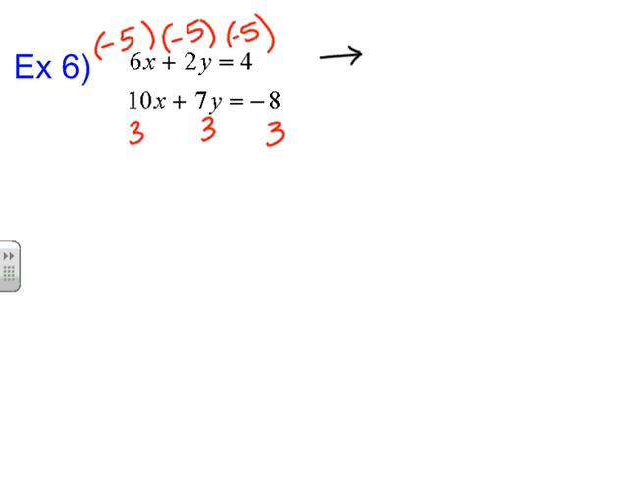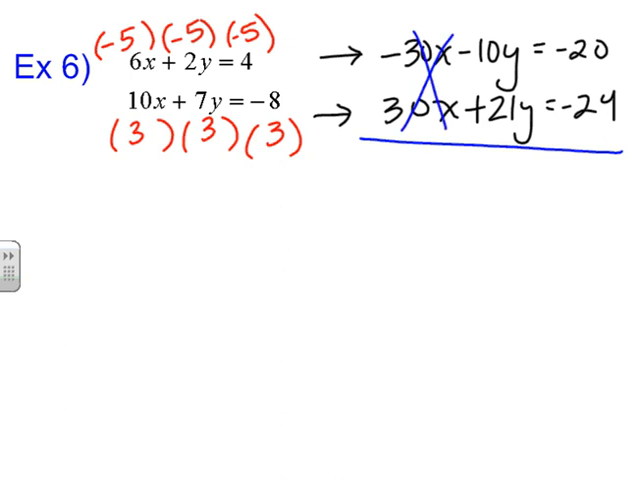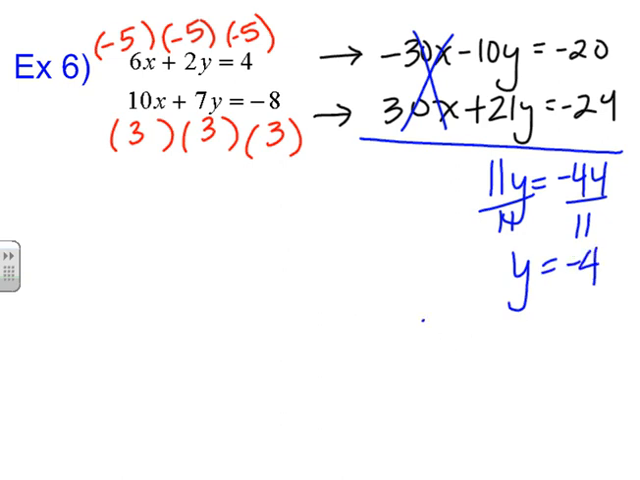And we're going to rewrite our equations, leaving the bottom one positive. So it becomes negative 30x minus 10y equals negative 20. And on the bottom we have positive 30x plus 21y equals negative 24. Now if we add these two equations together, the x's will go away because they are opposite of each other. 21 minus 10 is 11, and negative 20 and negative 24 is negative 44. We then divide both sides by 11 and find out that y equals negative 4. So as we build our ordered pair, in the y spot we have negative 4.